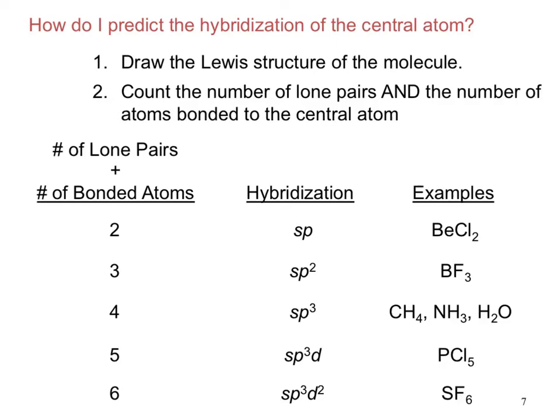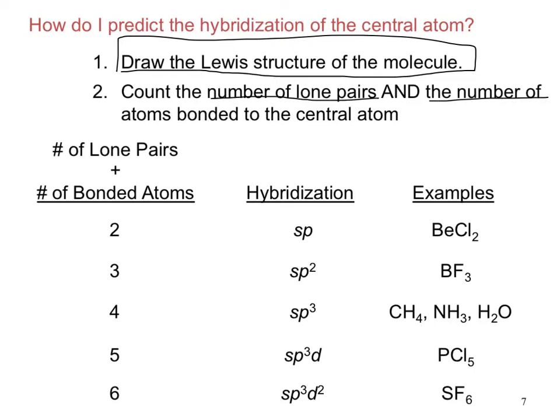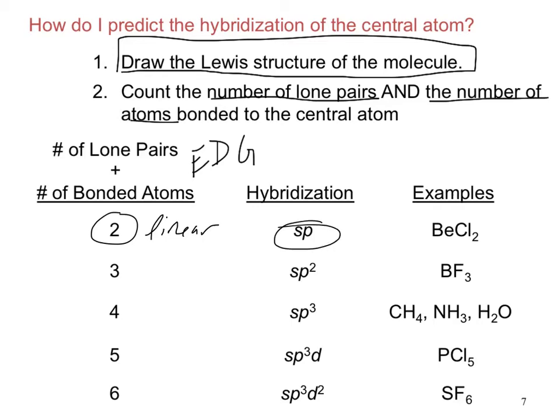It requires you to be able to draw the Lewis structure. Everything in this chapter so far has required you to be able to draw the correct Lewis structure for the molecule. Then you're going to determine the electron domain geometry, the number of lone pairs and the number of atoms. So if your electron domain geometry has 2 total regions of electron density around the central atom, we said that was the linear electron domain geometry. The hybridization will always be an sp.